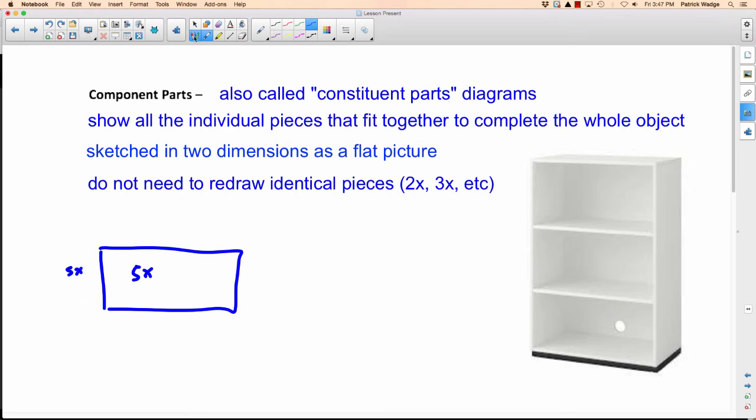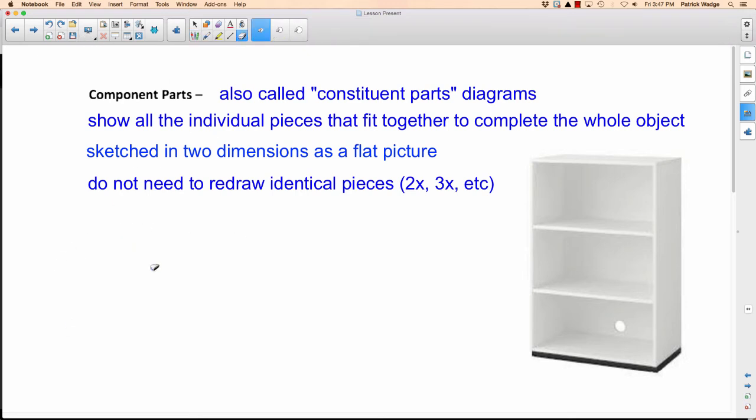Does this remind you of anything? Some of you have built stuff with your family. Remind you a little bit of IKEA pictures? And so IKEA instructions sometimes look like this. All right, so let's go through this one.